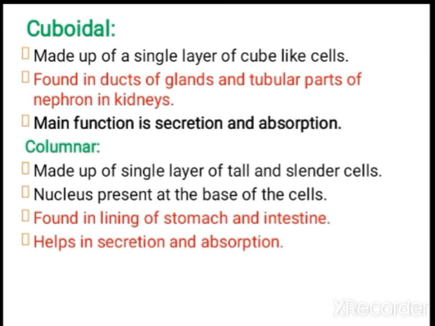Next one is columnar epithelium. Here the cells are slender and tall. The nuclei are present at the base of the cells. Mainly you can see this type of epithelium in the stomach and intestine. It helps, once again, in secretion and absorption.